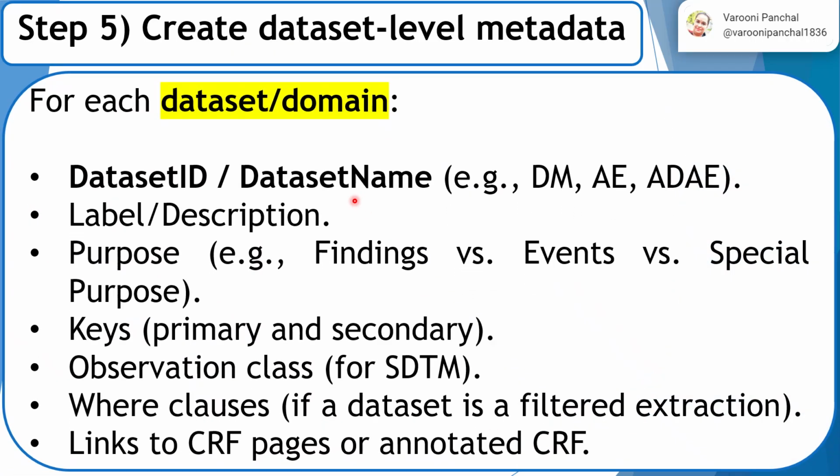Step 5. Create dataset level metadata. For each dataset domain, collect dataset ID, dataset name, for example, DM, AE, ADAE, label, description, purpose, for example, findings versus events versus special purpose, what the keys are, whether primary and secondary, observation class for SDTM, where clauses if a dataset is a filtered extraction, and links to CRF pages or annotated CRF.